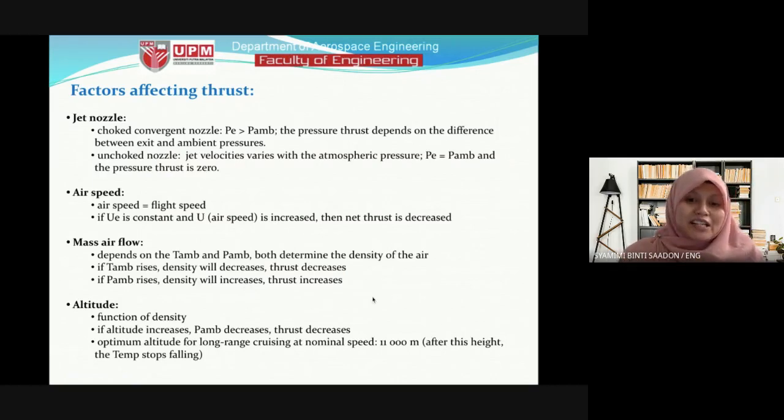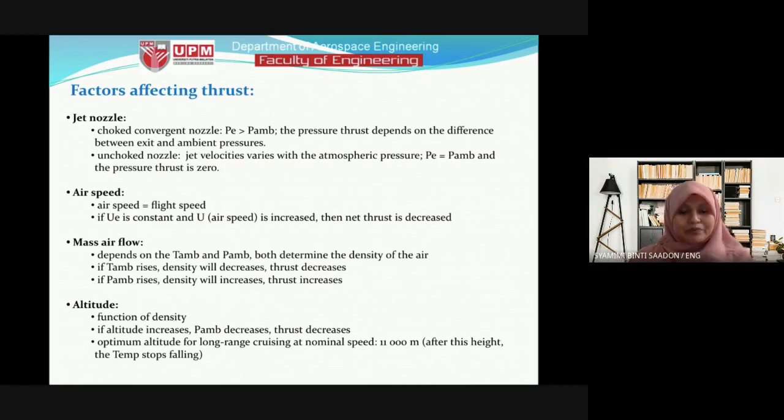Next is the mass airflow. This relates to the density of the air. You can imagine this through the density of the air, which depends on the ambient temperature and ambient pressure. From these we can determine the density of the air.